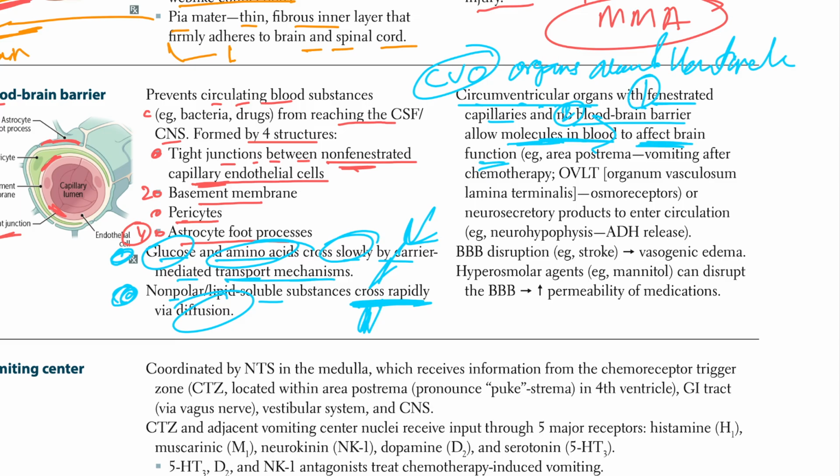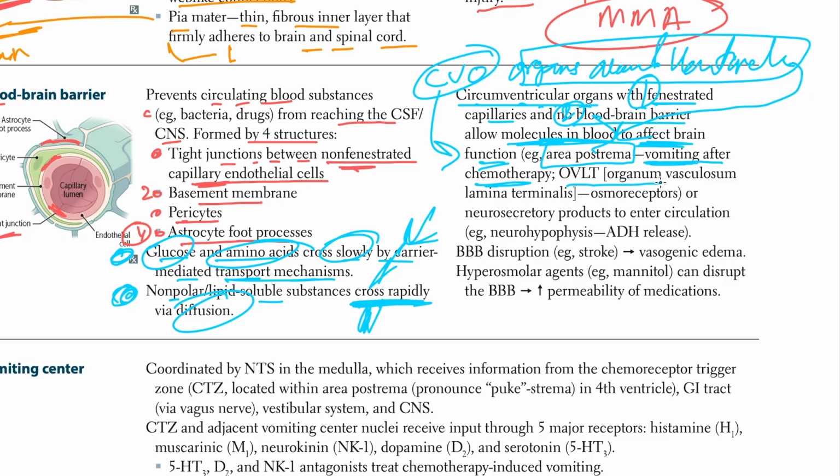Which areas are the CVOs? Area postrema is one of the areas of the CVO. What is a CVO again? Organs that are around the ventricles. What does the area postrema do? It's a vomiting center, right? So vomiting after chemotherapy.